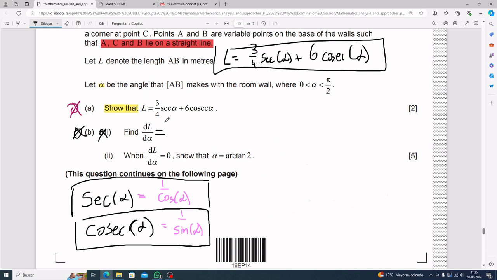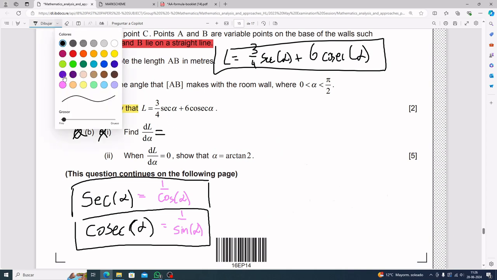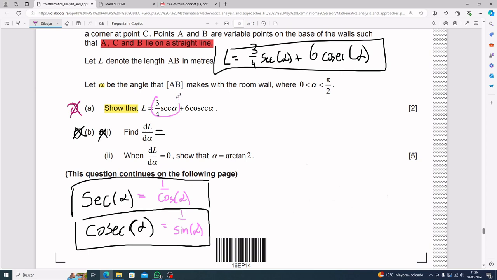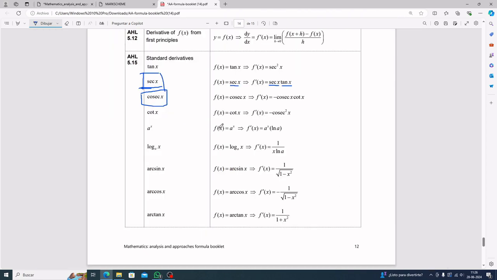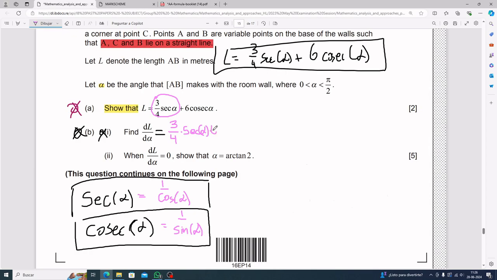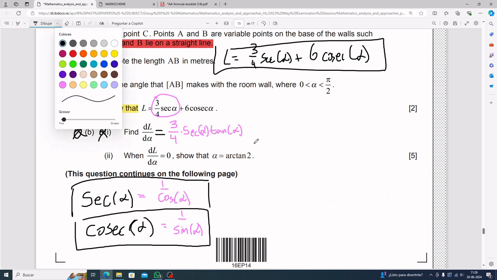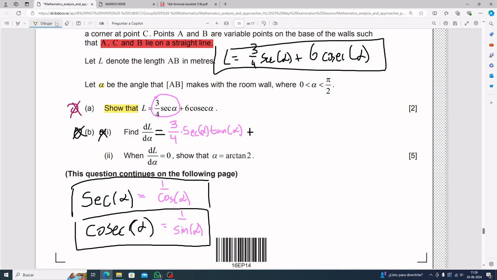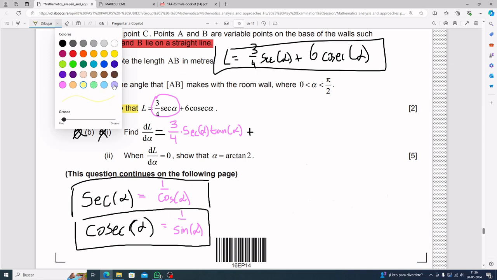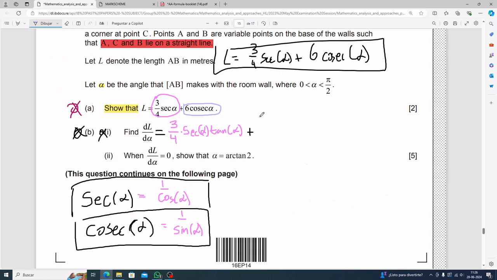So for this first term, which I will be doing in pink, the 3 over 4 stays because it's multiplying my term. We leave sec alpha, sorry, because we're following the formula booklet, and we multiply by tan alpha. That's literally it. This is sec alpha times tangent alpha. And then for the next part, which I will do in this color, 6 cosec alpha.